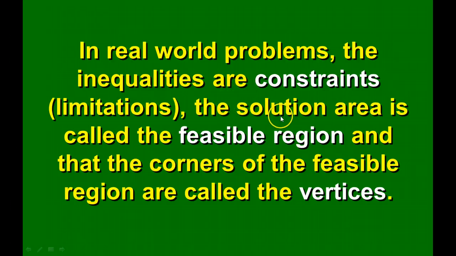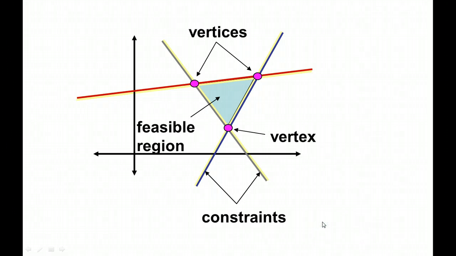The solution area, like we just shaded in, you're going to see that referred to as the feasible region. So just start to get comfortable with the vocabulary, feasible region. And the corners of the feasible region will be called vertices. So just keep that in mind.